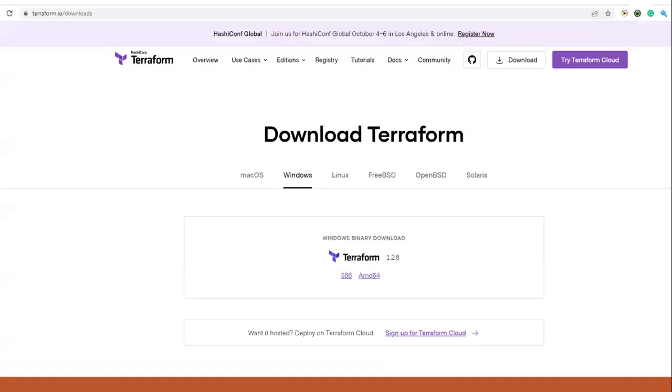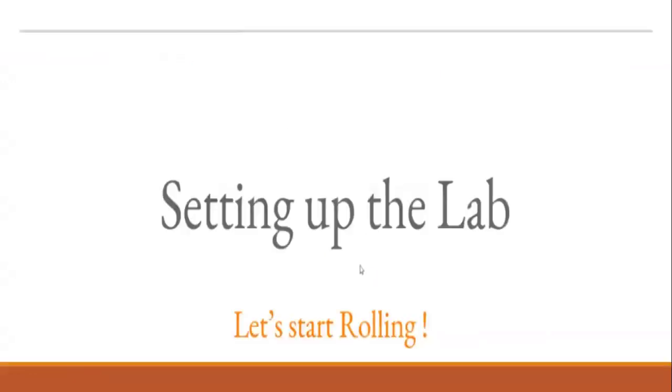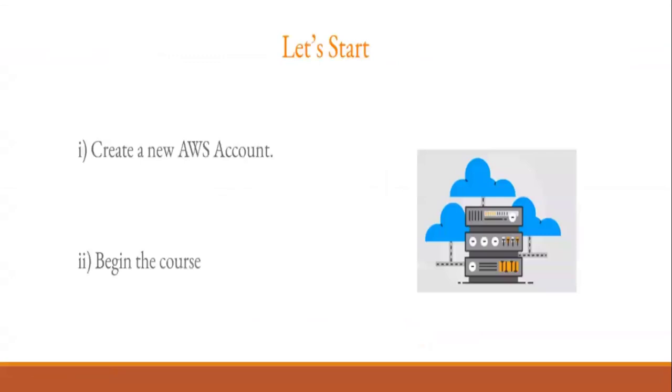So how to download Terraform? Go to terraform.io downloads. You can download Terraform 1.2.8 or the latest version. Okay, so this is the Terraform lab setup. How to set up the lab? You have already created the new AWS account, and your AWS account is here.